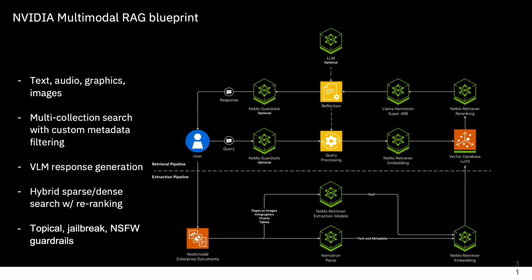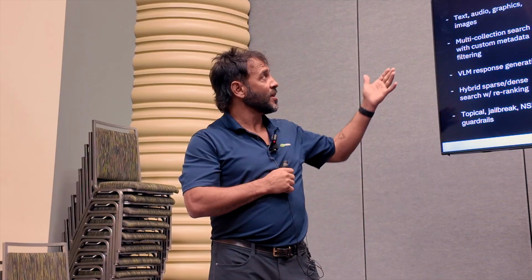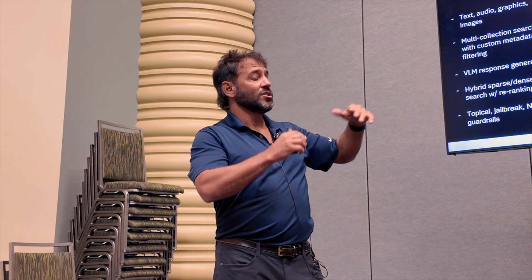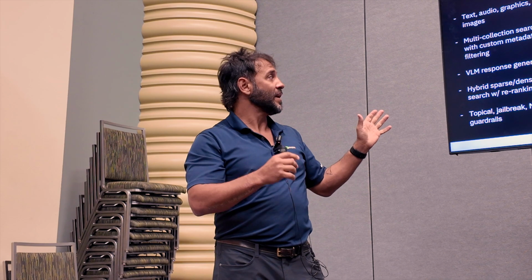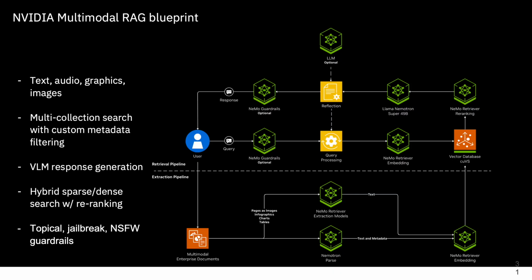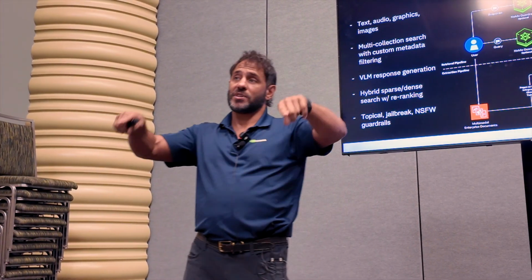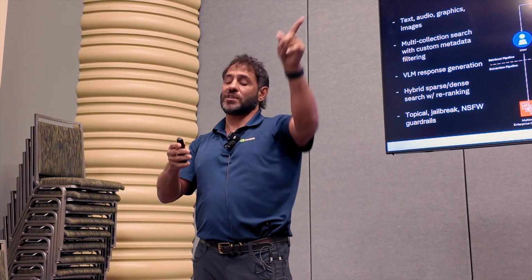This is a high-level view of our RAG pipeline based on our Nemotron and Nemo models and our Nemo retriever models and our NIM microservices. And our pipeline supports text, audio, graphics, and images. You can create and search multiple collections with custom metadata. You can use a VLM in the response, so you can send it a picture and say, what's this a picture of, and it will tell you. You can do hybrid, sparse, and dense search, and then re-rank the answers based on their groundedness and relevancy. And then we also have guardrails. This blueprint is the common foundation for the document intelligence and the video intelligence workloads.